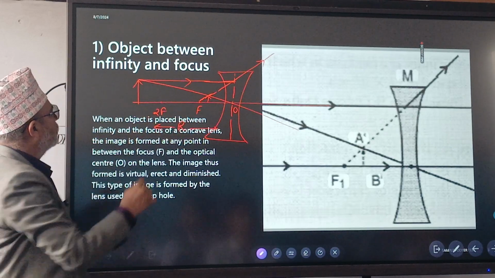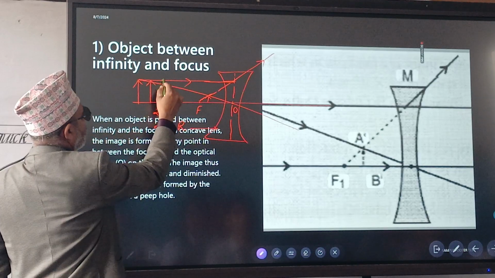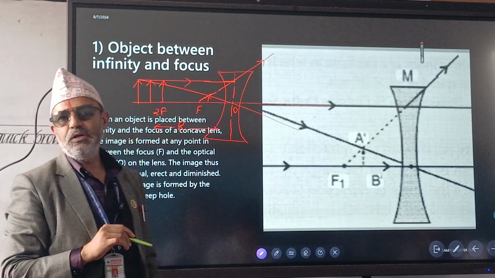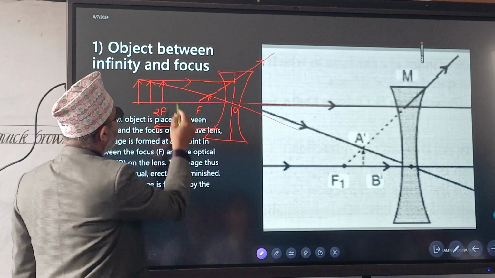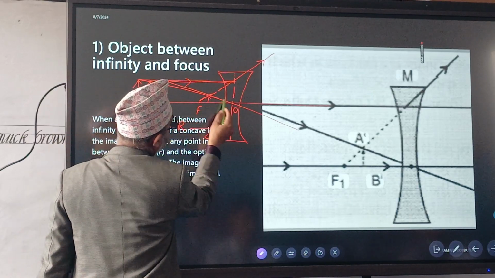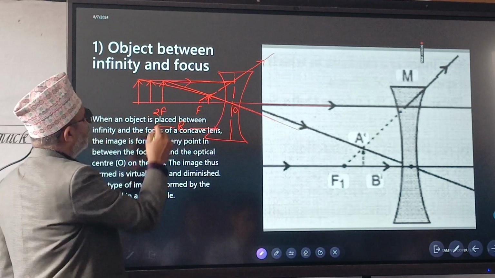If not, let's try another one. Okay, suppose the object is at 2F. What is the object? At 2F. One ray of light goes parallel to it, this one. Another must go from the optical center. Is the image formed at the same place or not? Suppose here is the object.